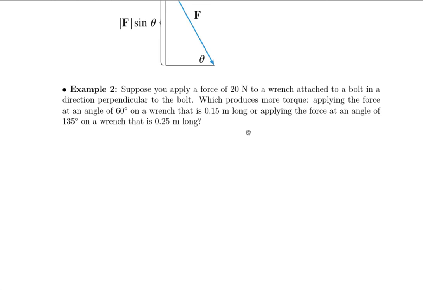Which produces more torque? Applying the force at an angle of 60 degrees on a wrench that is 0.15 meters long, or applying the force at an angle of 135 degrees on a wrench that is 0.25 meters long. Okay? So which one of those is the better option? Which produces more torque for us?